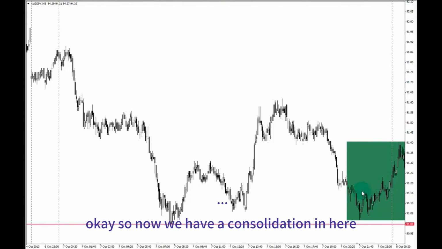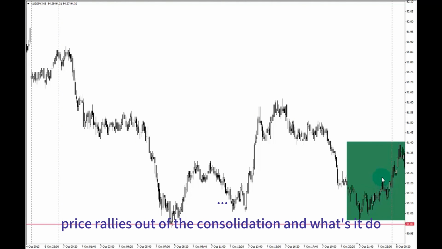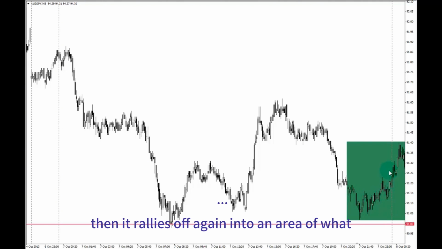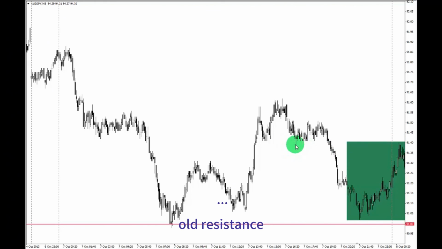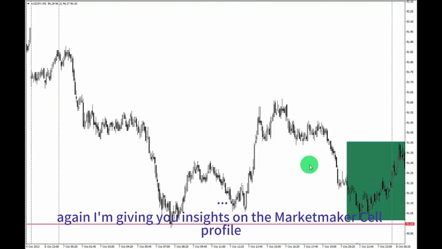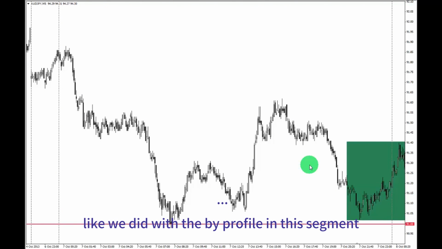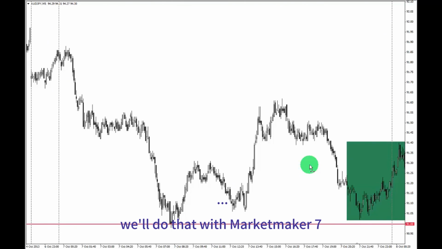Okay, so now we have a consolidation in here. Price rallies out of the consolidation, and what does it do? It comes back and retests this area of consolidation. Then it rallies off again into an area of what? Old resistance. Okay, and again, I'm giving you insights on the market maker sell profile, but we'll build a lot more detail like we did with the buy profile. In this segment, we'll do that with market maker 7.